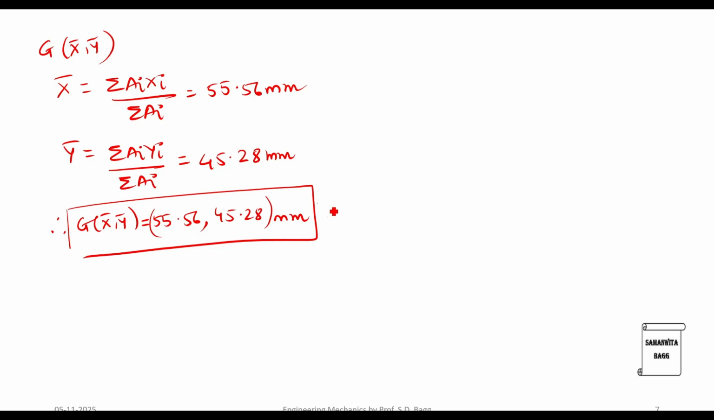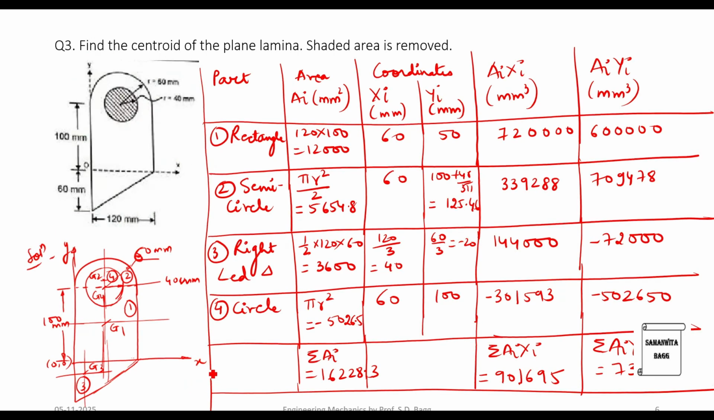This is the final answer. Now we will plot it. 55.56, this value is 60, so little less than 60, and 45. This height is 50, so little less than that. So somewhere here is your G x bar y bar for this shape, removing the shaded portion, which is the circle.